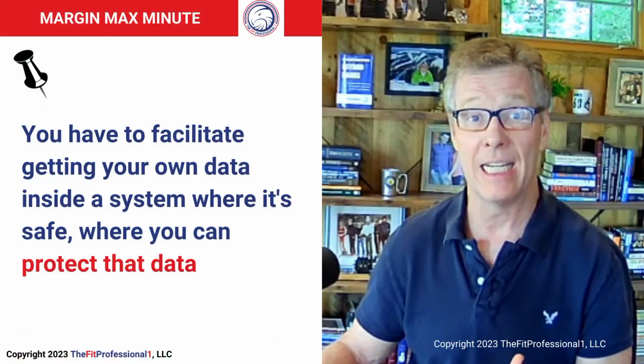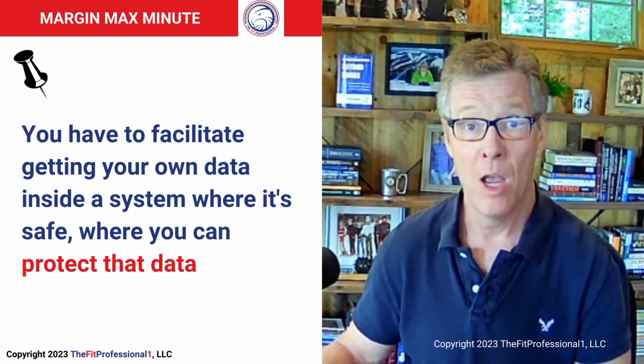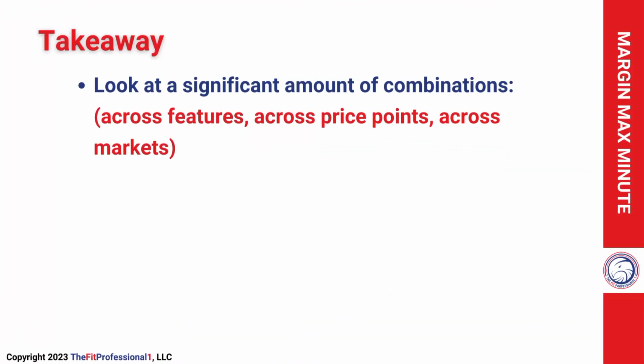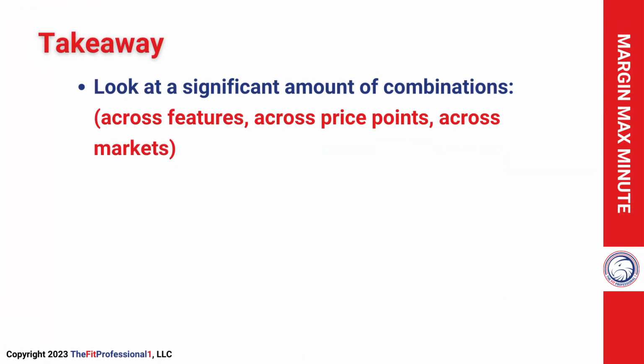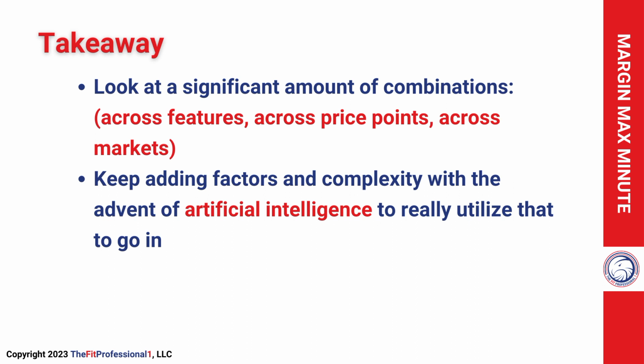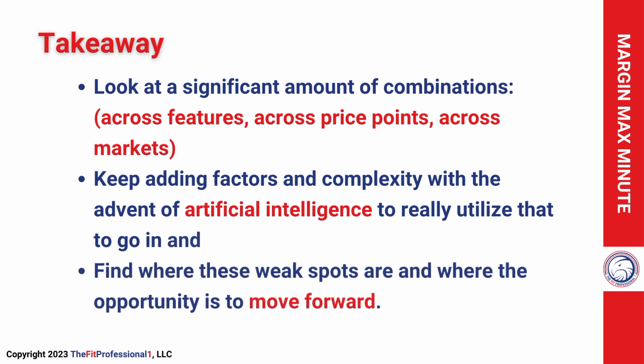So now we're in this data age. We're in the age where artificial intelligence might be available to us. Clearly, you have to facilitate getting your own data inside a system where it's safe, where you can protect that data, but all of a sudden the ability to really look at a significant amount of combinations across features, across price points, across markets, and we can just keep adding factors and complexity with the advent of artificial intelligence to really utilize that to go in and find where the sweet spots are, where the opportunity is to move forward.